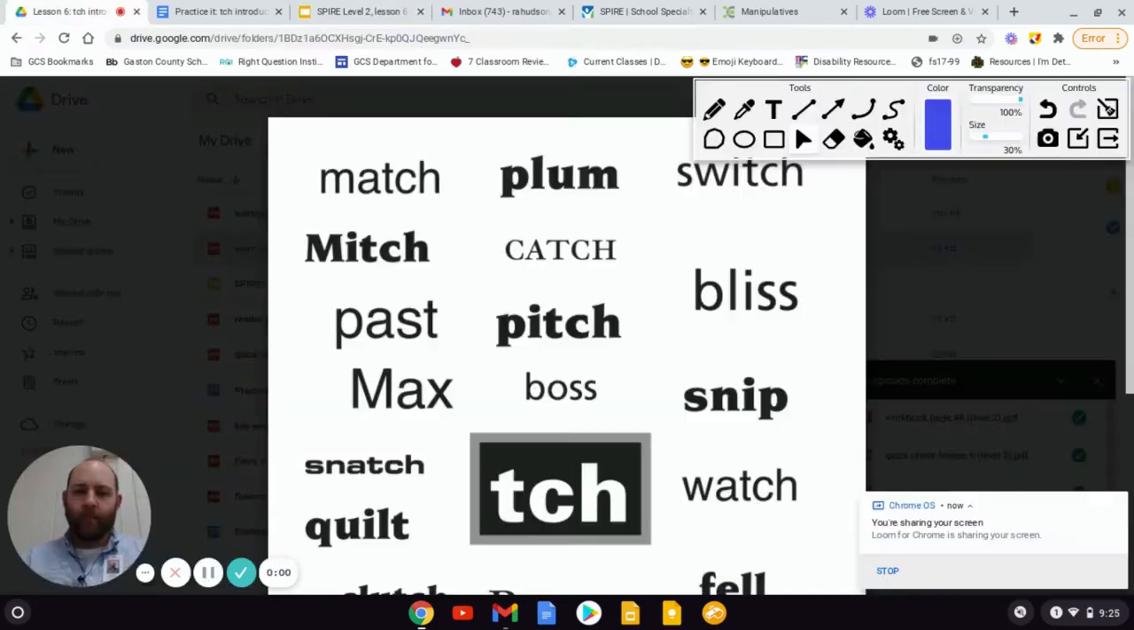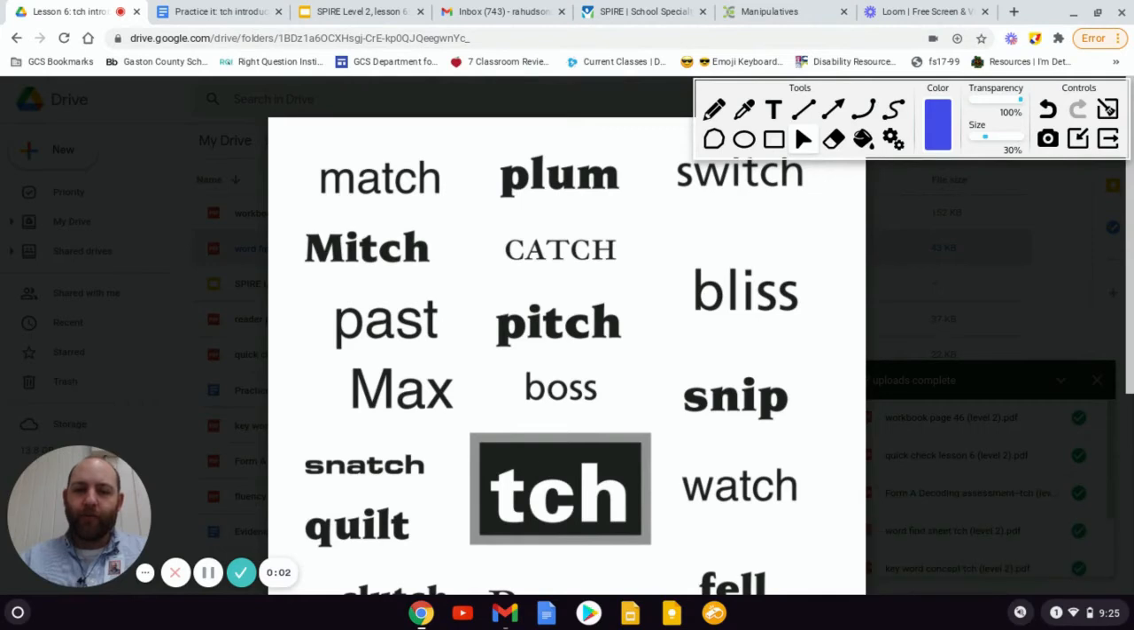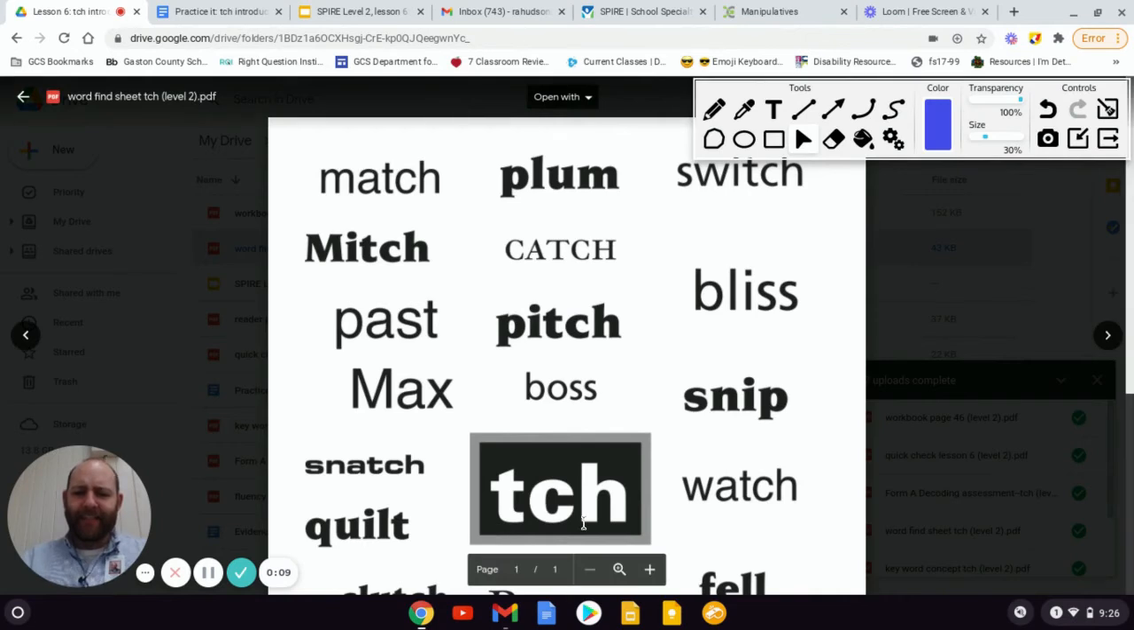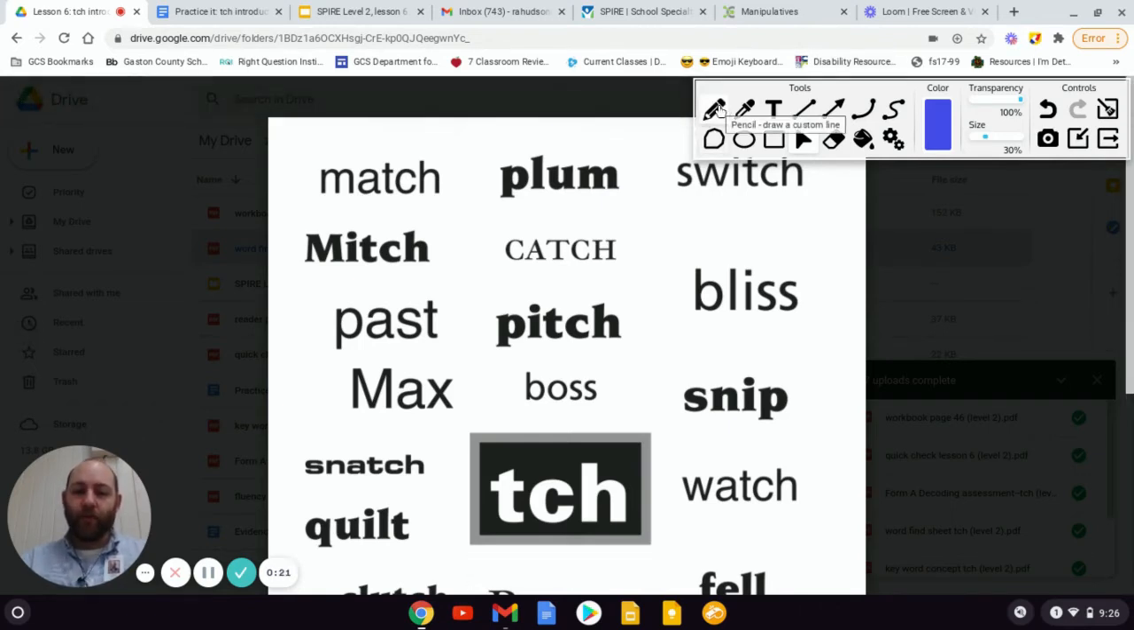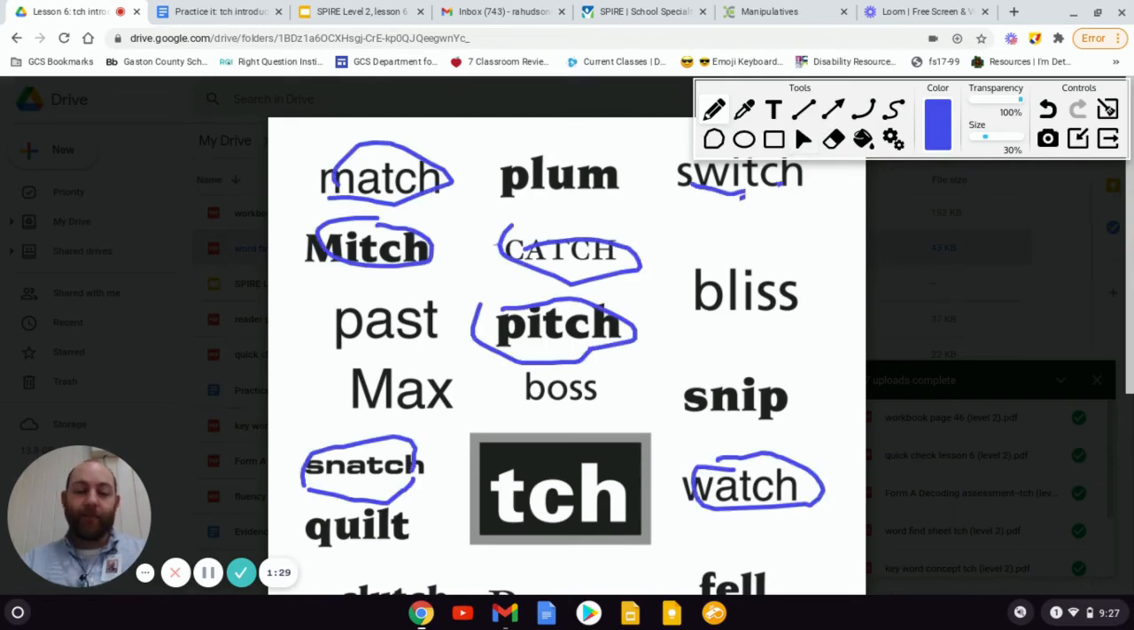Now you're ready for step 6. For step 6, you'll need out your word find sheet. What letters do you see in the middle of this word find sheet? TCH. Can anybody remember what sound TCH makes? You got it, it says ch. So what I want you guys to do is take a pencil or a marker of some sort and circle all of the words that you see that have the TCH trigraph at the end of the word. Go ahead and pause the video and find those words. Now that you're back, let's see which ones you were able to find.